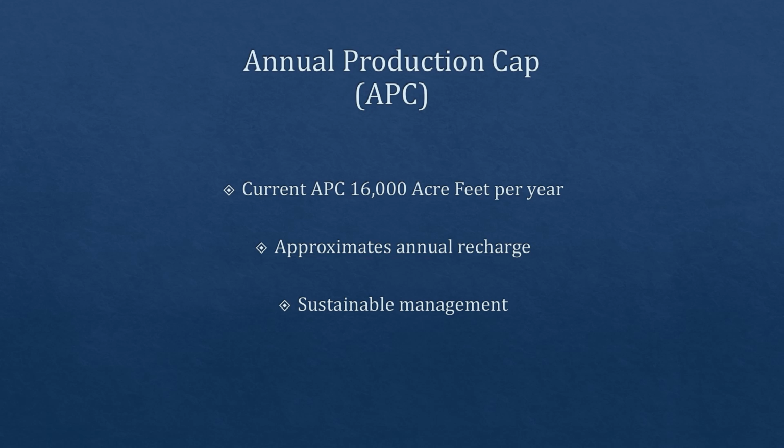The GCGCD board established the APC through a thorough review process that included analyzing scientific data, incorporating public feedback, and considering both desired future conditions and modeled available groundwater. The first annual production cap in 2003 was initially set at 12,580 acre-feet per year. In 2018, it was changed to 14,000 acre-feet per year.